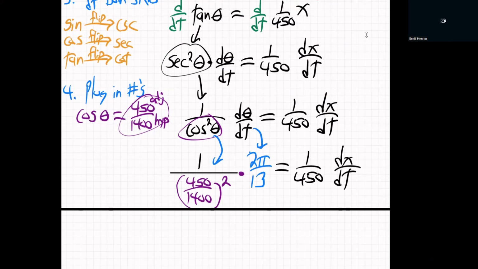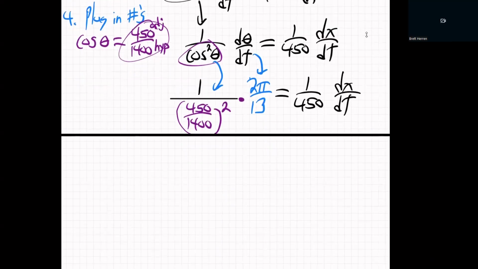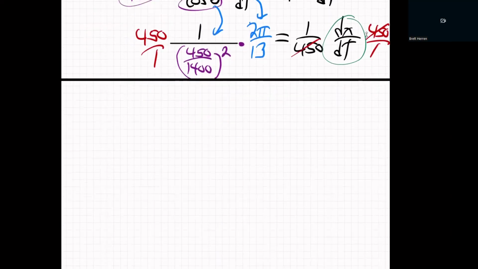We're trying to solve for dx dt, right? It's trying to get alone. So this is our unknown right here. So you've got to get rid of that 450. Last step, multiply both sides by 450 over 1. It'll cancel out here. So I just multiplied 450 over 1 on both sides. Canceled that out. And so now we have dx dt alone. I'm just going to put this on the top up here. It's like a nice little fraction.